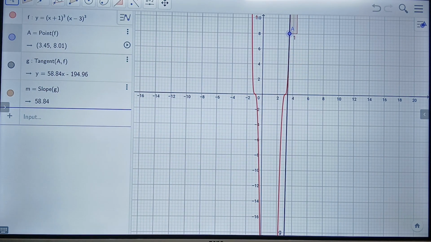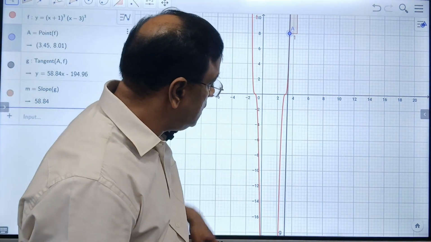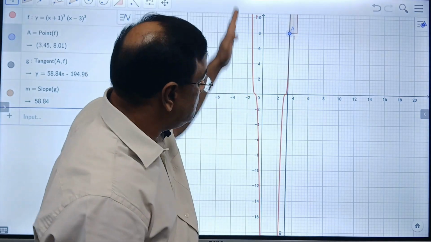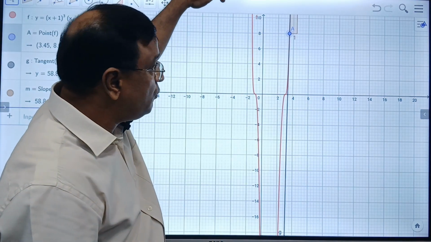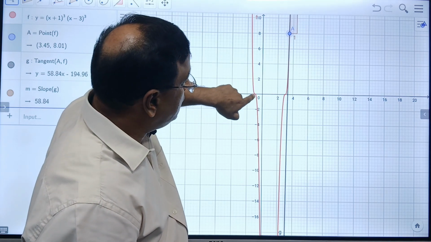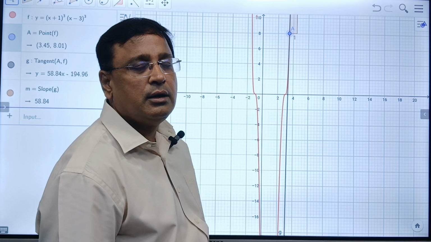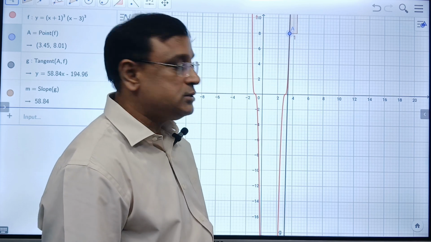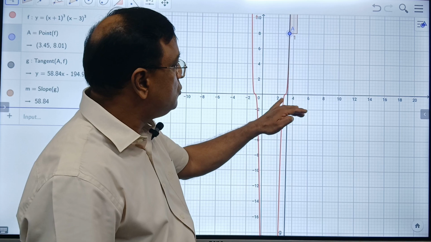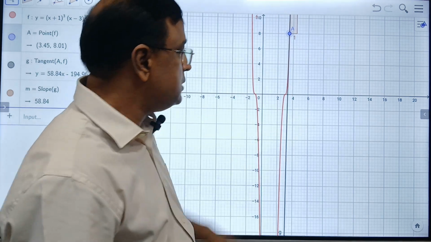Okay, I hope this is clear to you. So it starts from -infinity, it comes to 1, it is decreasing. If you want to say strictly decreasing, you break it: -infinity to -1, -1 to 1. It is strictly decreasing, and then from 1 to 3, and 3 to infinity, it is strictly increasing.